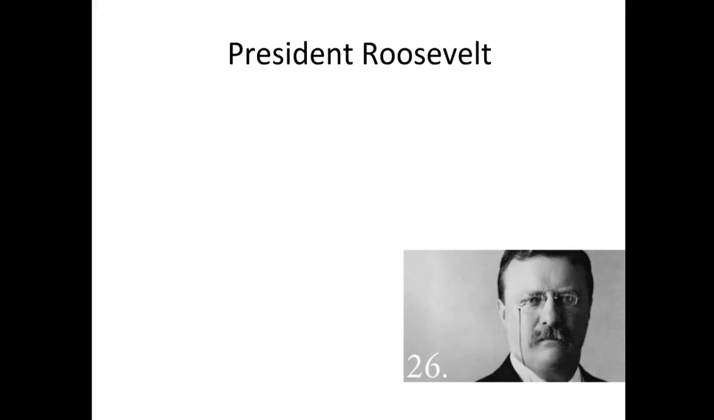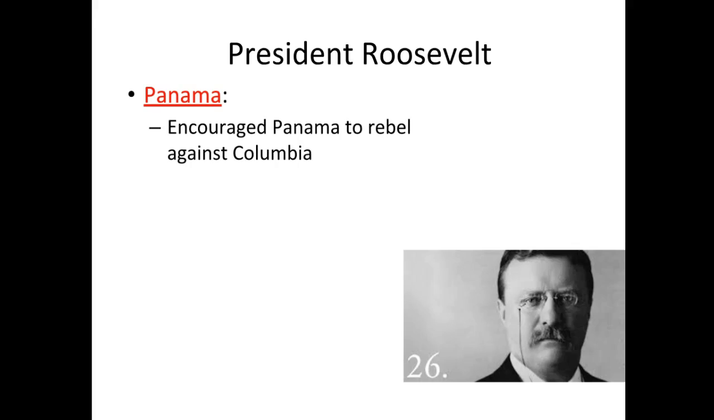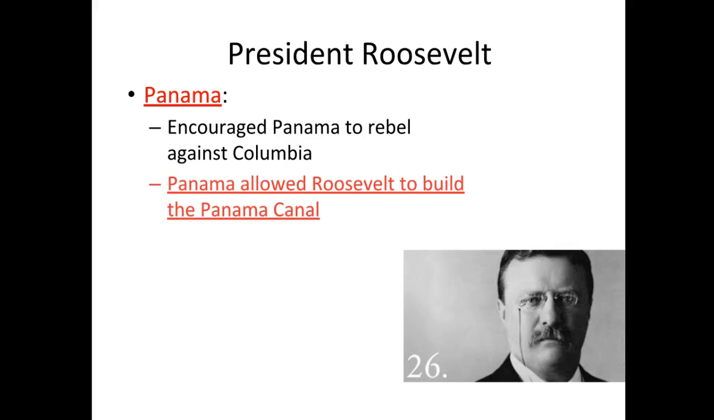Which leads us to our 26th president, President Roosevelt. And President Roosevelt continued this idea of imperialism in Panama. Panama at the time was not independent. It was a part of Colombia. And President Roosevelt encouraged Panama to rebel against Colombia and fight for its independence, which it did. And so therefore, as a result, Panama then allowed Roosevelt to build the Panama Canal.